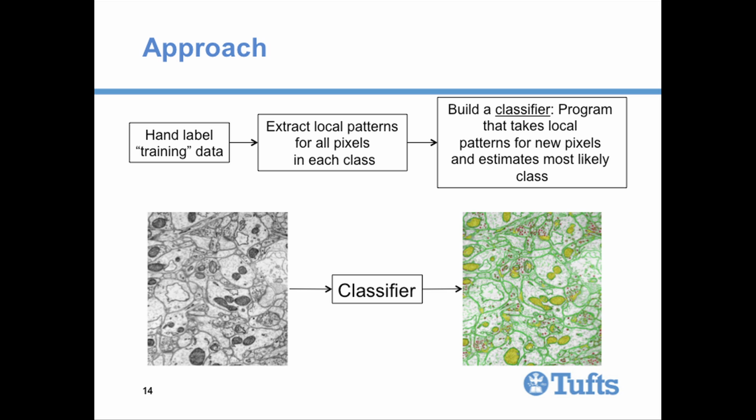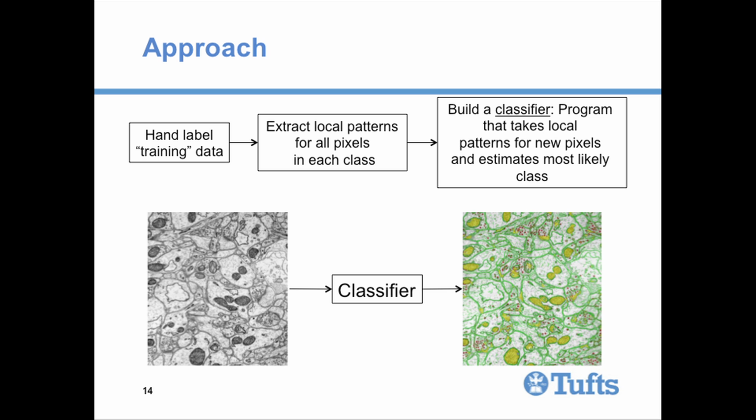But once you've done that for some of them, you have exemplars of sort of cell membranes or mitochondria or vesicles. So we can take that data and we can learn, essentially, machine learning, data mining, I don't know what you want to call it, and we can learn a classifier.